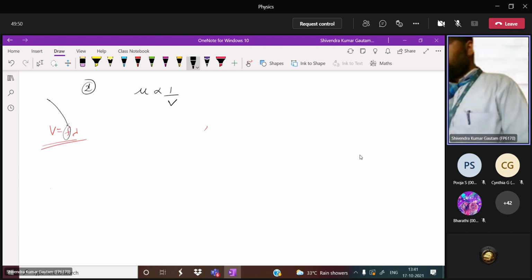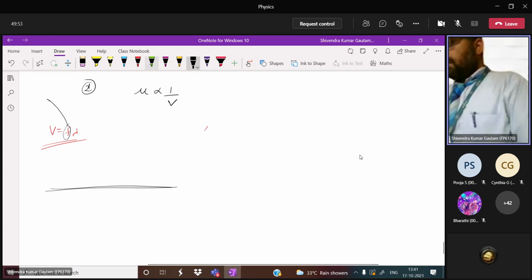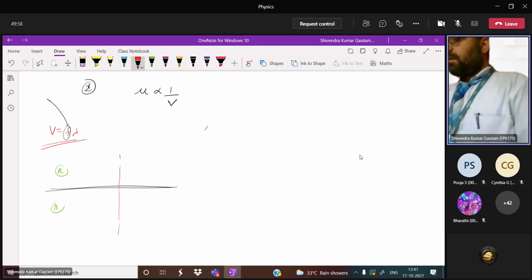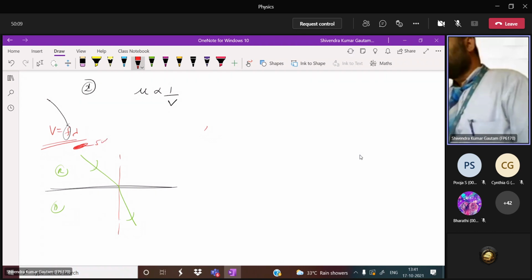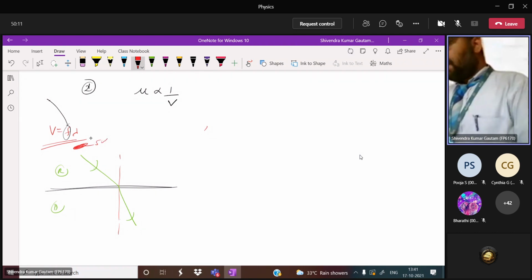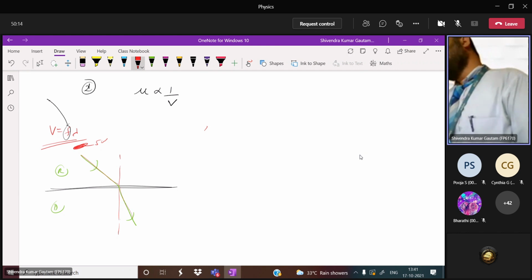If the source is not changing, tell me, this is the rarer medium, this is the denser medium, this is the normal. The ray is incident on this and then refracts. For both the incident ray and the refracted ray, is the source the same or not? The Sun is the source, no? From the Sun, this ray as well as this ray are part of the same source. Is the source changing in this case? No, sir. So if the source is not changing, what will not change? Frequency. Frequency is a property of the source.